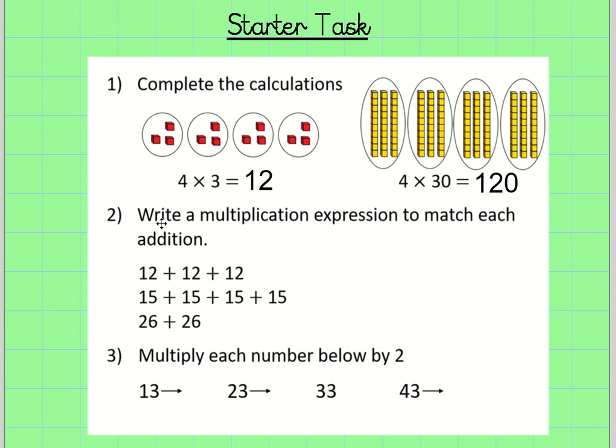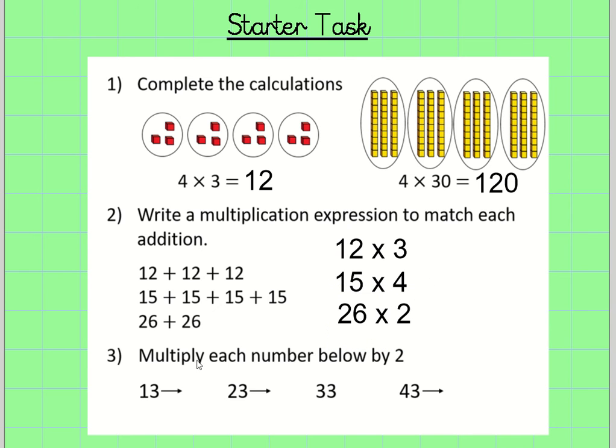In the second question, it says write a multiplication expression to match each addition. So what we need to see is how many of each number we have. So the first one is representing 12 multiplied by 3. The second one is representing 15 multiplied by 4. And the third one is representing 26 multiplied by 2.